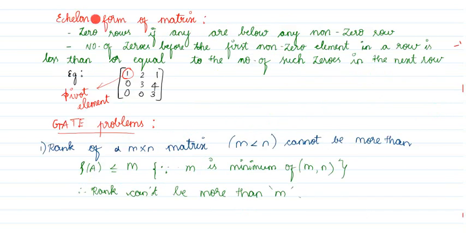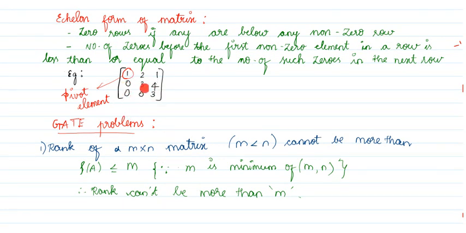Next, another technique for finding the rank of a matrix is by reducing it to echelon form. What is this echelon form? It should be of this form, right? I'll tell you. The conditions that the echelon form should have: zero rows, if any, should be below any non-zero rows. If there are any zero rows, they should be at the last.